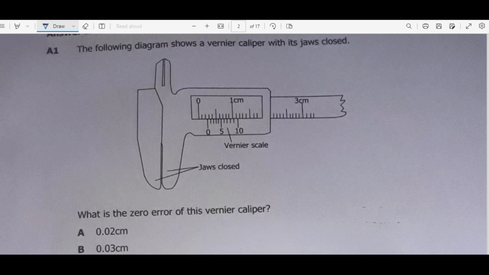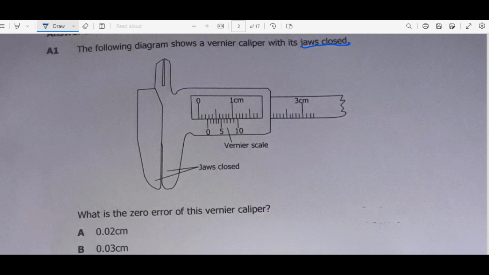Now the first one here, we have the following diagram shows a vernier caliper with its jaws closed. So whenever we have the jaws closed, we are trying to find what we call the zero error. So how do we find the zero error? So that's our focus for this question. Zero error can be found like this.